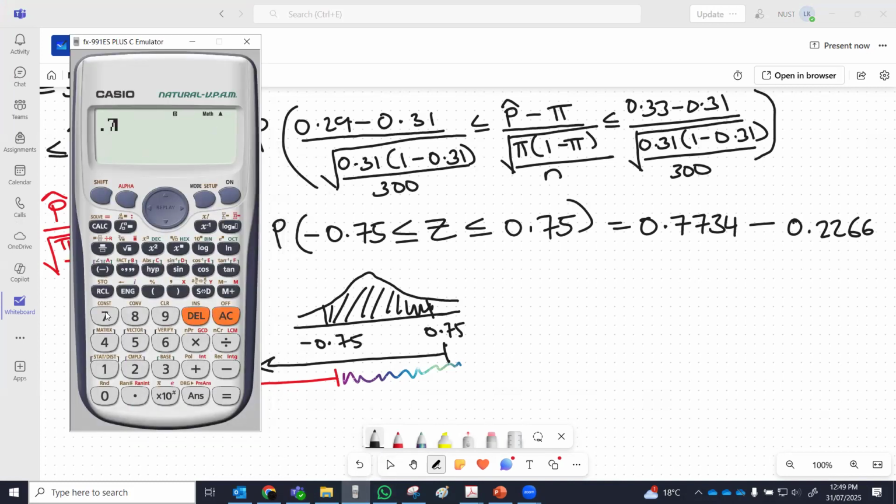And then on our calculators, we work this out. We have 0.7734 minus 0.2266. And this gives us 0.5468.